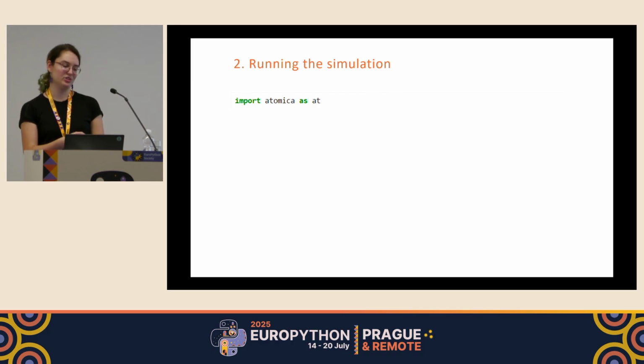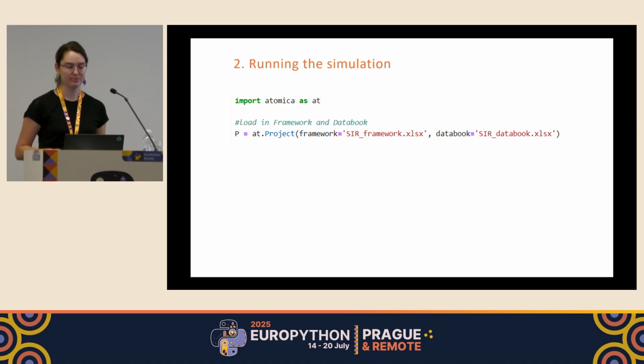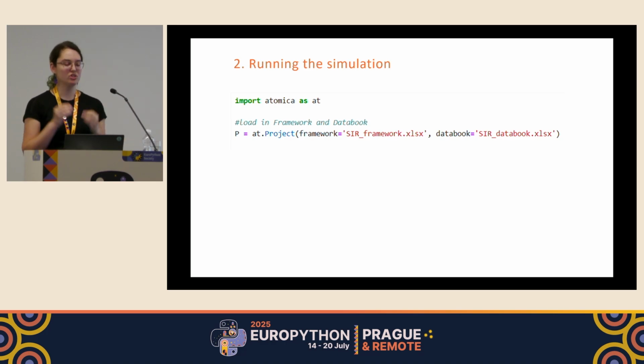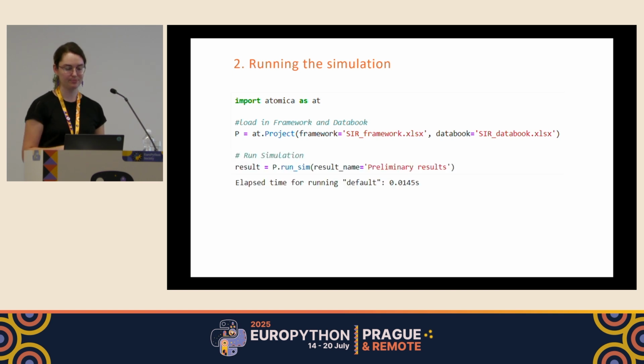And now let's run the simulation. So firstly, of course, we need to import Atomica. Then we're going to load in the framework and data book. So this is going to be just those 2 files that we just created, and we're going to load them into an Atomica project object. So this is just an object that holds all of the information relating to our model, just so that it's all in one place. And then we use the runSim method of the project object to run a simulation. And I'm going to give it a result name of preliminary results.